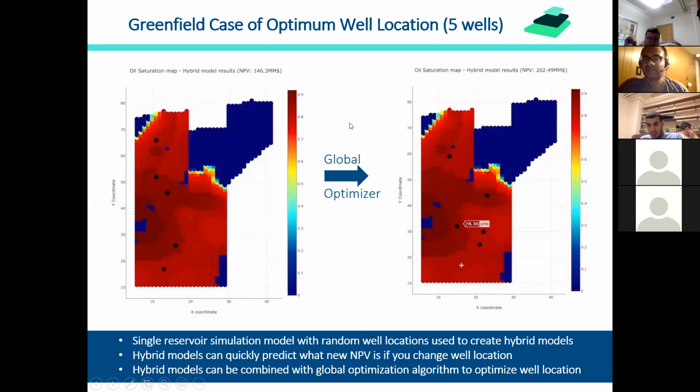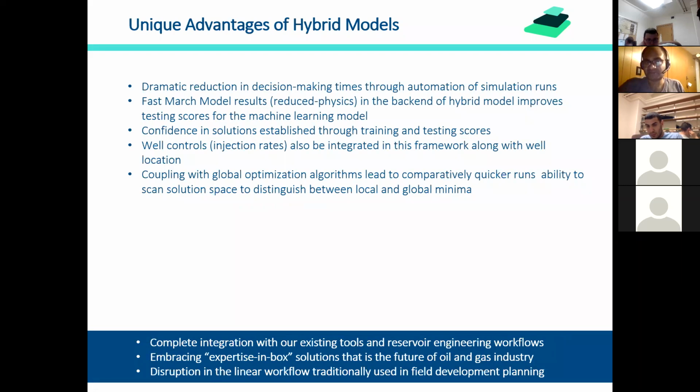So we use a global particle swarm optimizer, and through that you can actually get to know the exact optimum value, or rather the well locations of these specific wells. So again, starting with a single reservoir simulation file, you're using this combination of simulations and fast match model, feeding it into a machine learning model, in this specific case a gradient booster algorithm, which helps extrapolate it for your entire reservoir. And of course, these models can be combined with global optimization algorithms, which help you optimize well location. So essentially, companies can reduce the time it takes to solve this well placement problem.